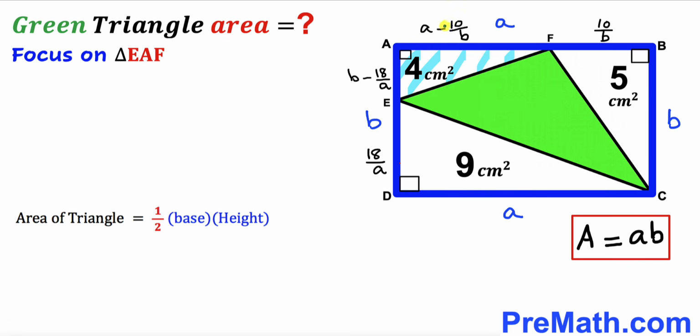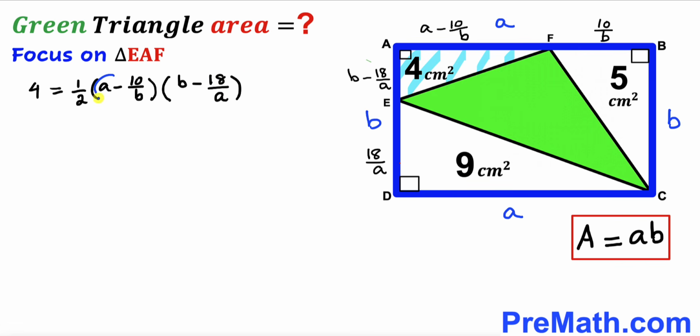And in our case, the base of this triangle is A minus 10 divided by B, and the height is B minus 18 divided by A. And the area is 4. So therefore we could write the area 4 equals a half times (A minus 10 divided by B), and then times the height, B minus 18 divided by A.